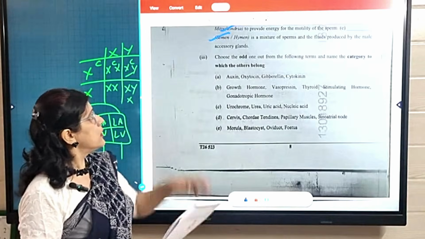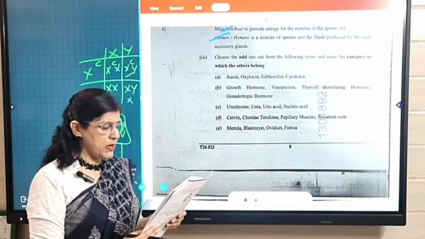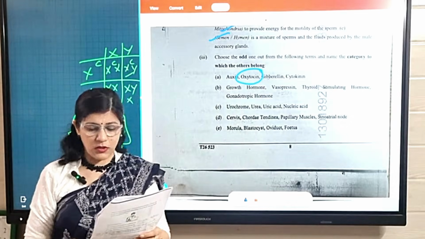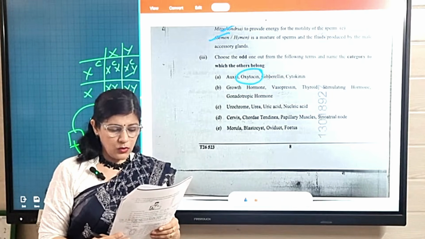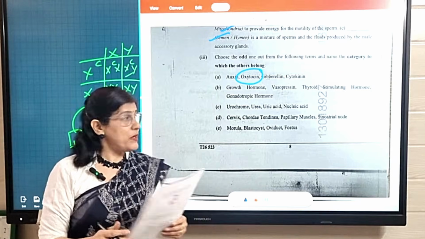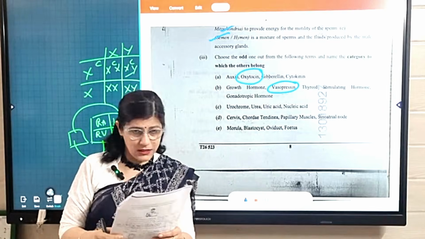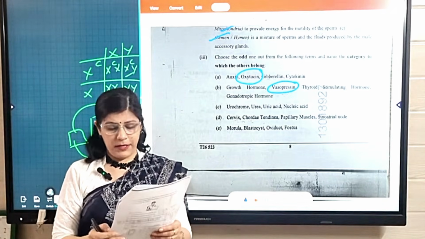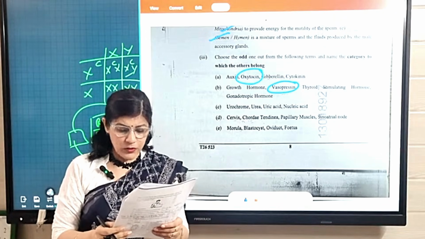Coming to third part, choose the odd one out. Here, oxytocin, gibberellin, and cytokinin. So, as you know, oxytocin is the correct option because others belong to plant hormones. B is growth hormone, vasopressin, thyroid stimulating hormone, gonadotropic hormone. So vasopressin is the odd one out because others are tropic hormones secreted by anterior pituitary gland, जबकि vasopressin is excreted by posterior.